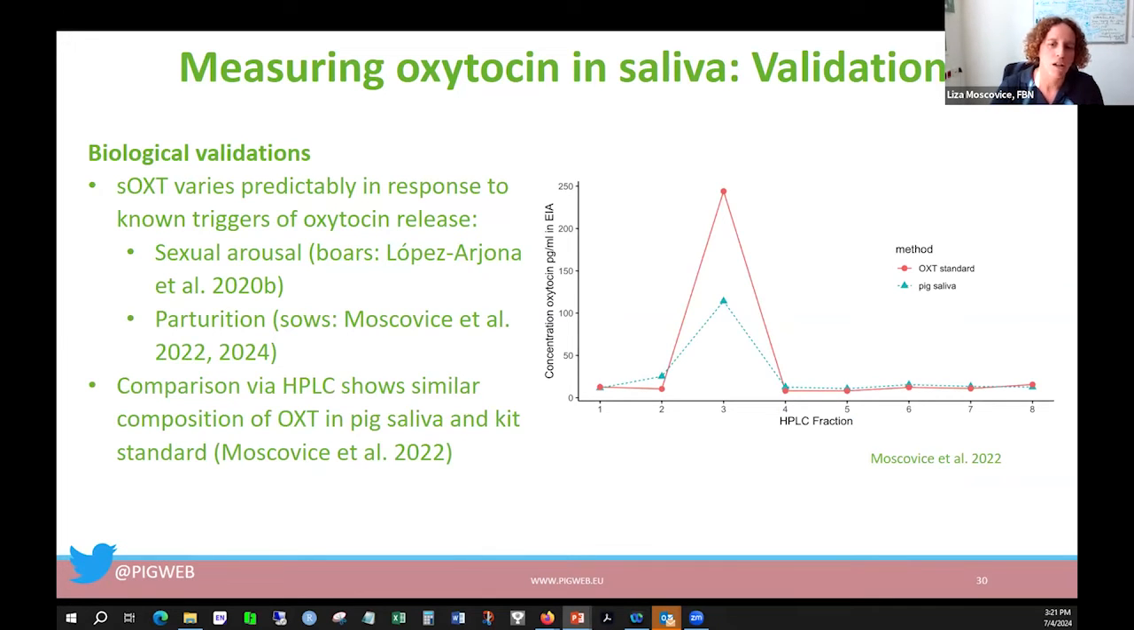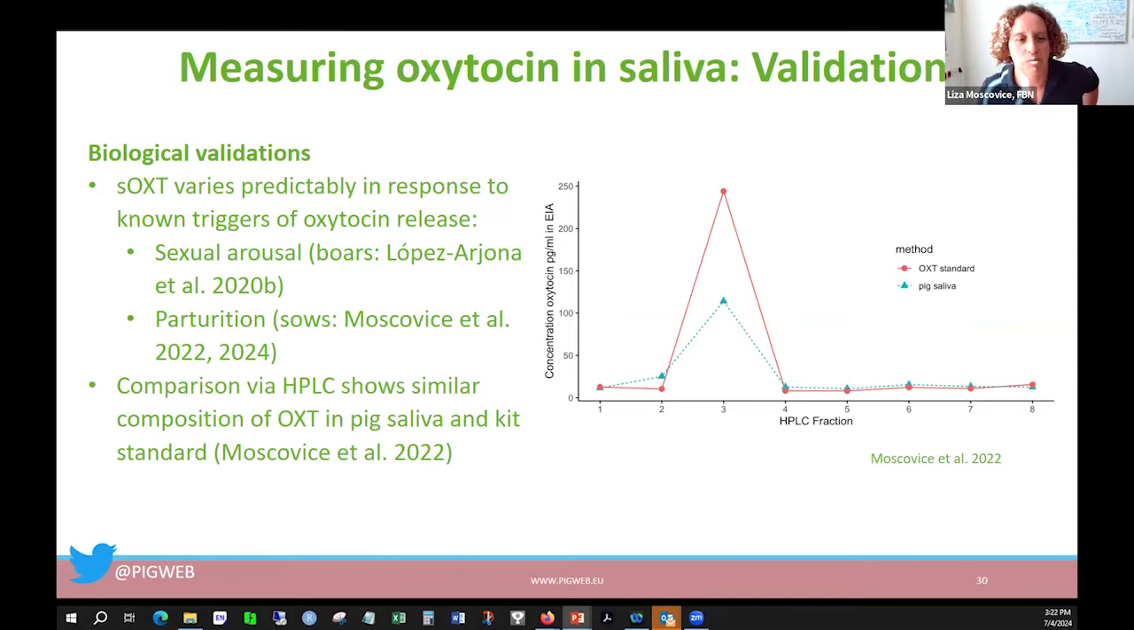We don't have too many biological validations where we're manipulating agonists or antagonists of oxytocin and seeing effects on concentrations in saliva or in blood, actually. So we need more of those.